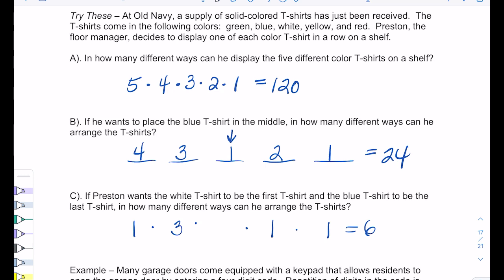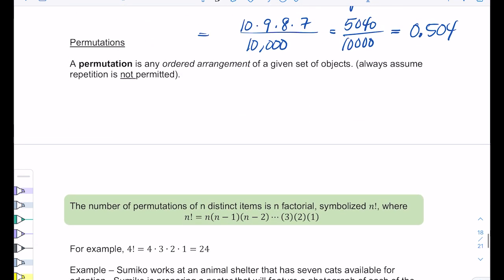But then as we started doing some of the other problems, we realized that the order started to matter, because they had to have the blue t-shirt in the middle in one problem, and in the third problem, they had to have the white t-shirt come first and the blue come last. So the order began to matter. When the order matters, we have what's called a permutation, which is any ordered arrangement of a given set of objects. What you always need to do is assume that repetition is not permitted. They will state in the directions if it is. Otherwise, assume that you can't repeat.